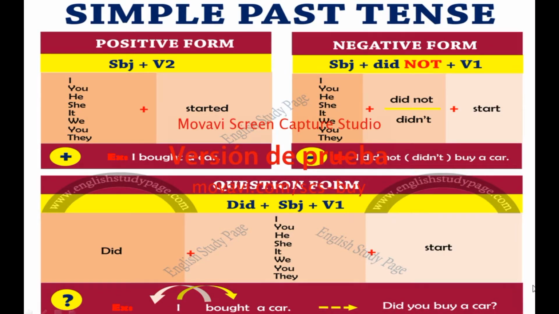Now we are going to explain the structure of the simple past tense in positive form. We need to use a subject, for example, I, you, he, she, it, we, you, or they, plus the verb in simple past. When we have a regular verb, we only add -ed or -d at the end of the verb. And when we have an irregular verb, the verb changes in simple past.